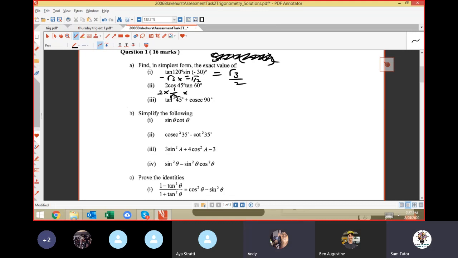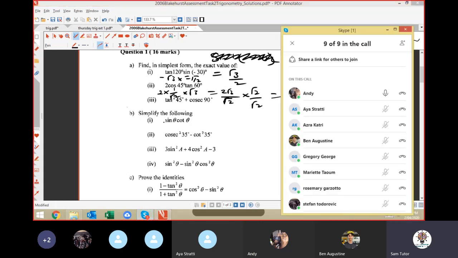Tan 60. That is root 3. So the answer is 2 root 3 on root 2, and then what are you going to do? Multiply both top and bottom by root 2 times root 2. If you don't write it in simplest form, you don't get full marks. Cool. Next.